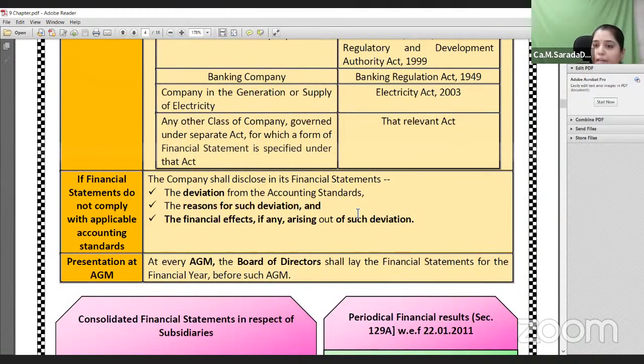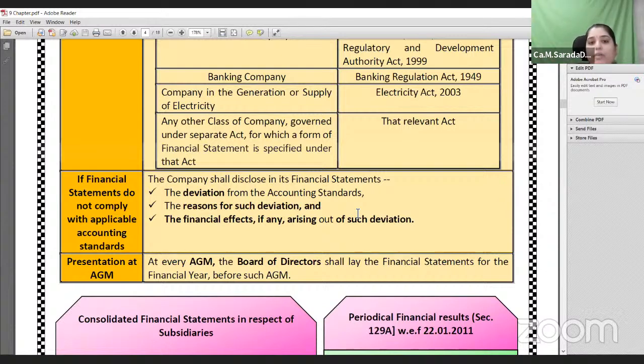I have already intimated to you initially that the company has to disclose if there is any deviation from the accounting standards, the reasons for such deviation, why you could not apply that specific accounting standard to that particular provision, and what the financial effect or financial impact on the financial position of the company is because of such deviation. Okay, this is mandatory. If there is such a deviation, the company should specifically mention it as a note in its financial statements. Otherwise, the financial statements would be considered irregular and void.